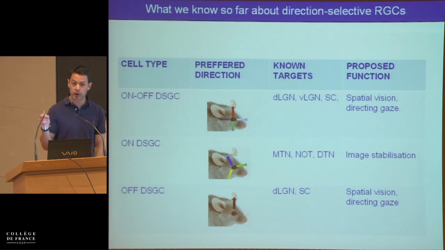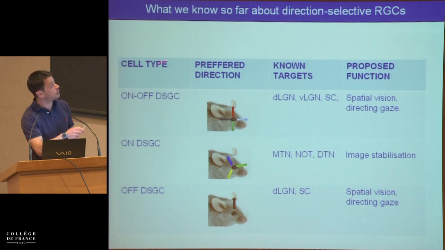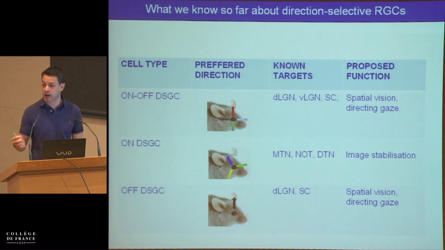And purely based on where they project to, we think these cells are probably important for image formation in the case of the LGN, but also for redirecting gaze to new visual targets in the superior colliculus. But this is just based on where they project to. As far as I know, nobody's been able to selectively remove these cells and see what effect it has on behaviour. I'm sure it's probably going to happen in the mouse very soon, though.